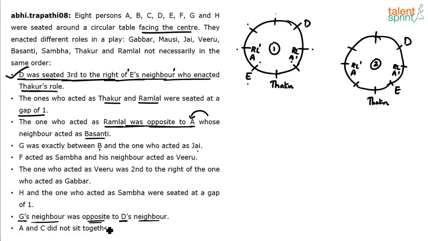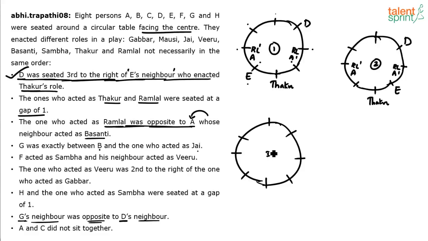A and C did not sit together. Again nothing can be done because A's position itself is not fixed. So if you observe, after doing whatever plotting we have done so far, no other piece of information is useful, because he is always talking about new persons. All the statements have got some new person here. These are not interconnected statements. So what we can better do is duplicate 1, duplicate 2 like this and try out the possibilities like 1, 2, 3, 4, 5, 6, 7, 8.